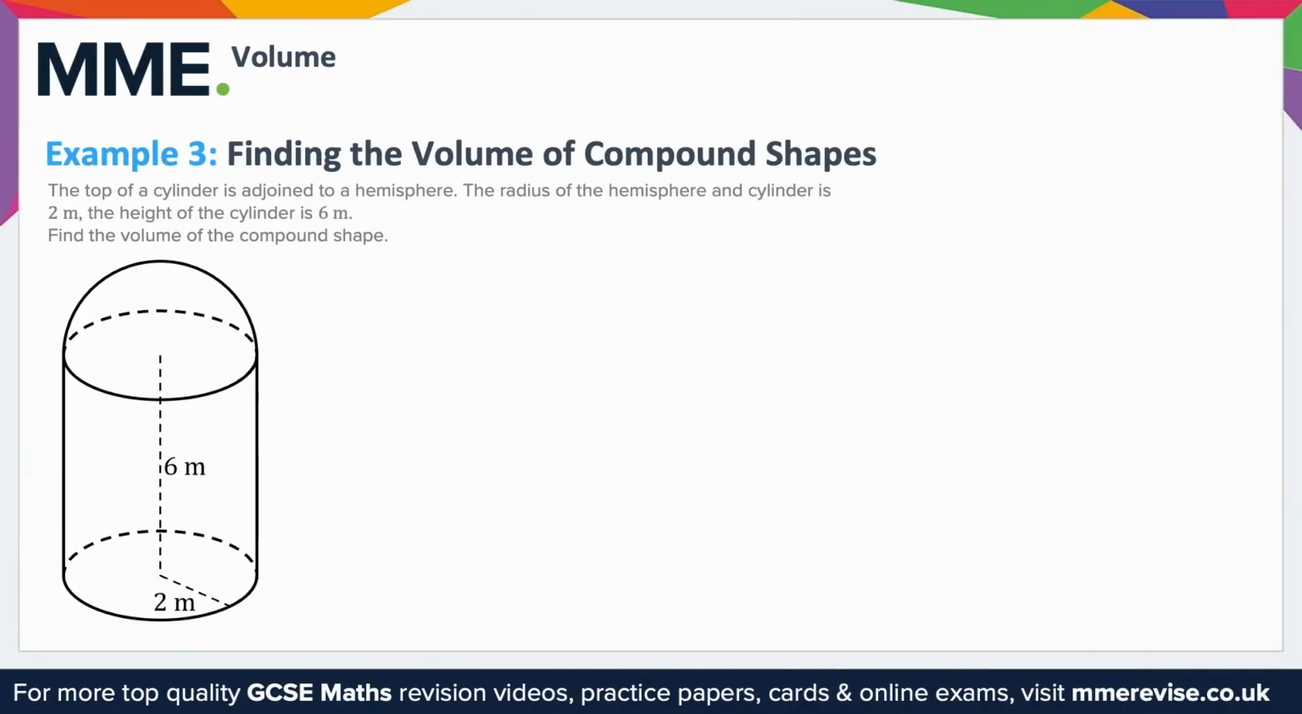Example 3, finding the volume of compound shapes. The top of a cylinder is adjoined to a hemisphere. The radius of the hemisphere and the cylinder is 2 metres. The height of the cylinder is 6 metres. We need to work it out as separate parts. Let's focus on the cylinder first.